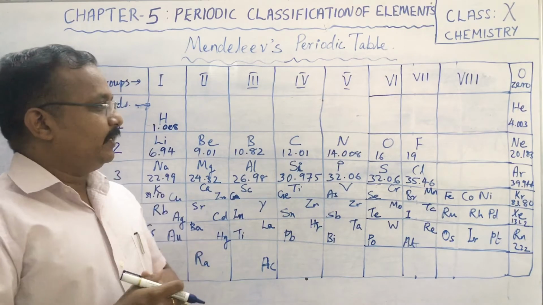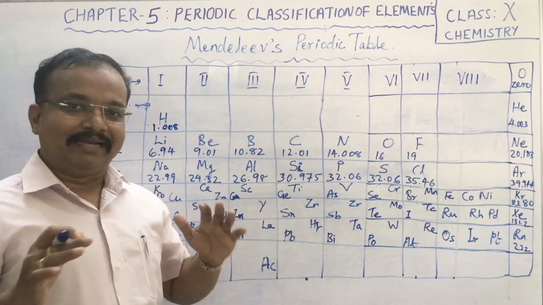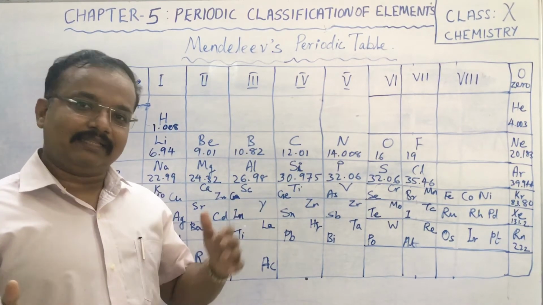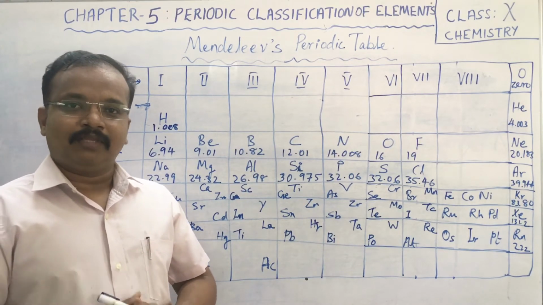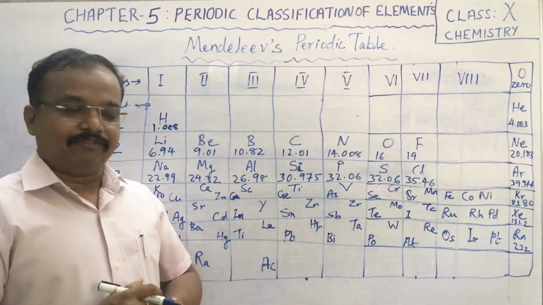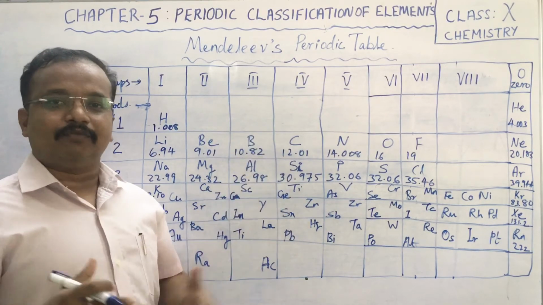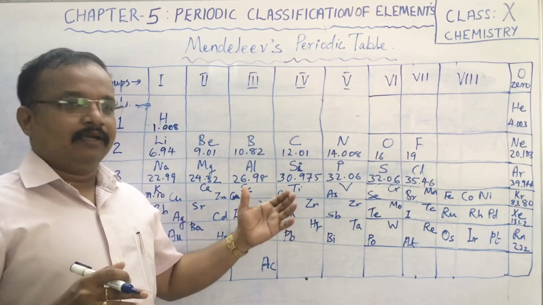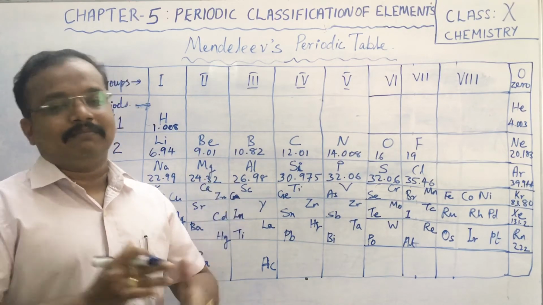Second, we can say that the way of arranging in Mendeleev's periodic table made the study of elements easier than the earlier classifications of elements. Next, some of the elements' atomic masses were incorrect, and in Mendeleev's periodic table he corrected some of the atomic masses.